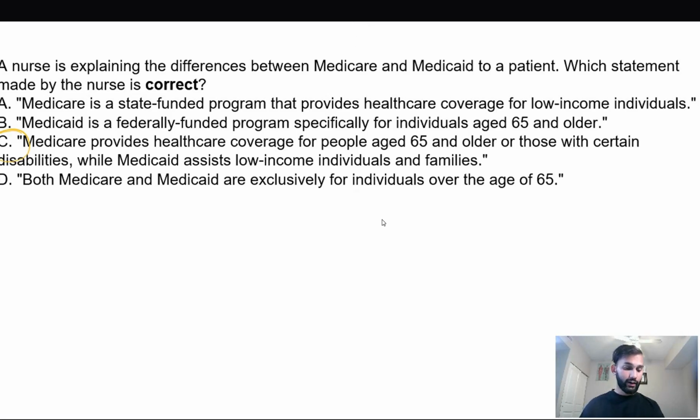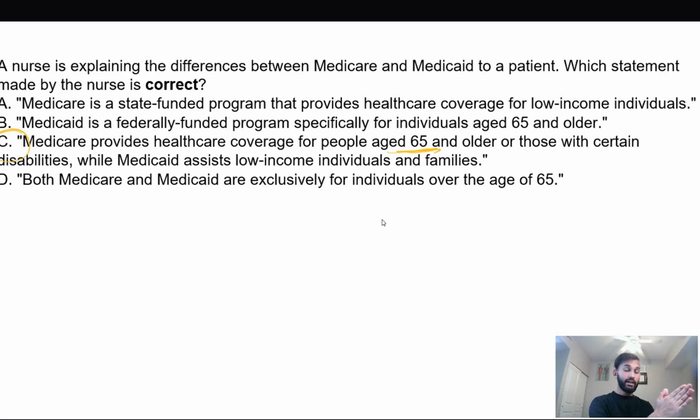Medicare provides healthcare coverage for people who are over 65 or those with a certain disability, whereas Medicaid assists low-income individuals and families. Another difference is Medicare is federally funded and Medicaid is state-based. In Medicare, anyone with the age of 65 or older, or who has disabilities, or has end-stage renal failure such as dialysis, will get Medicare.